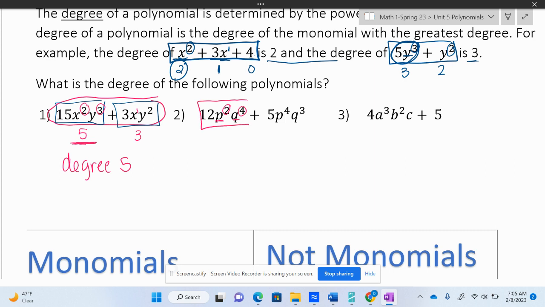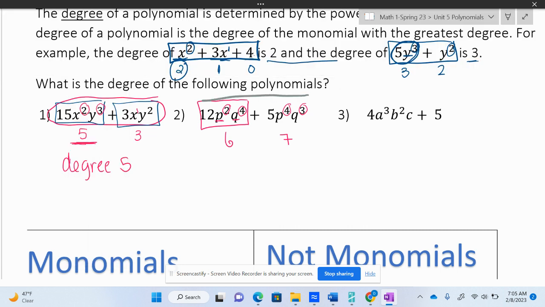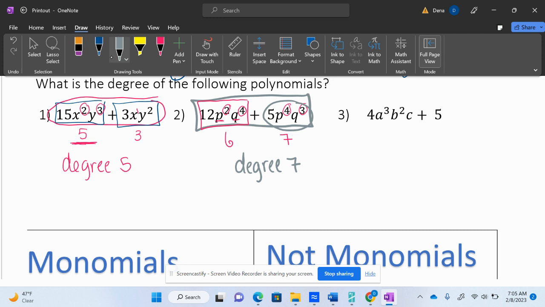So this term is degree 6, but this term is degree 7. So remember that the degree of the polynomial comes from the largest degreed term in the polynomial. So this is going to be a polynomial that is degree 7. My last example.